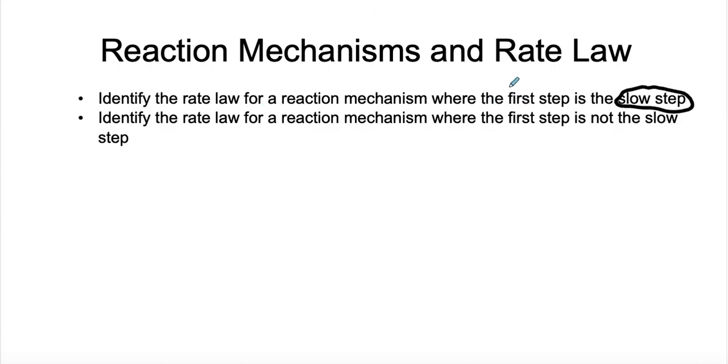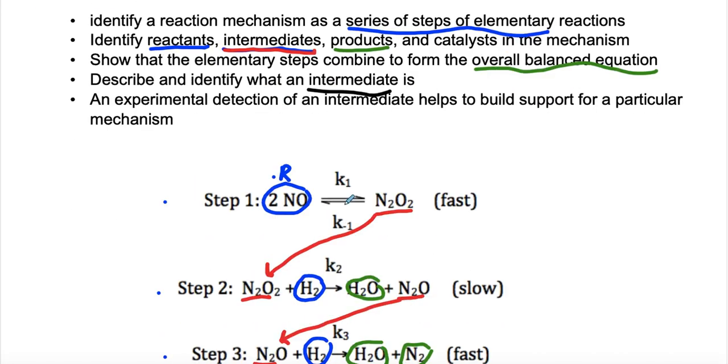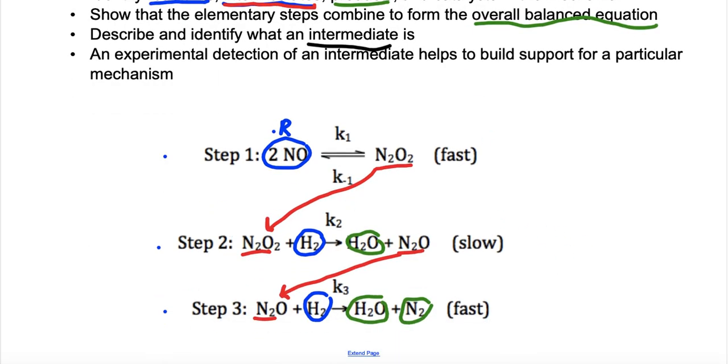If the slow step is the first step, check. If it's not the first step, okay. For the first step, then your rate law is just determined by that elementary reaction. If it's not the first step, then it's determined by that step and any intermediates that are used. And so you have to do that. So if I were to go back to this one, here our slow step is our second step. So the rate law is determined by the N2O2 and the H2.